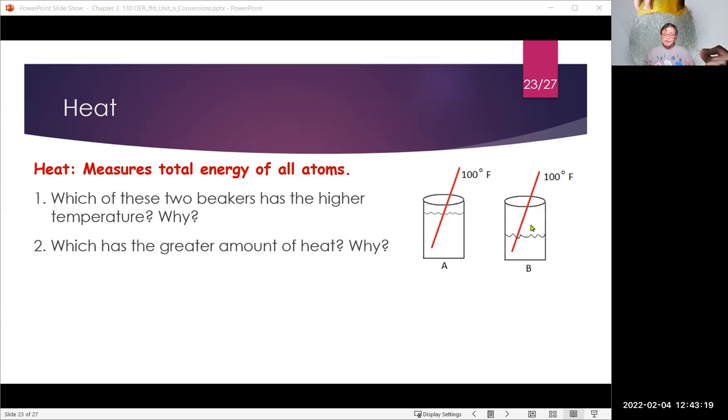And all the energy we put into the system is being used in the big pot to pull the water molecules away from each other, okay? And that's a lot of molecules, so it's going to take a lot of energy. Eventually, when the big pot is boiling, they're both boiling at the same temperature.